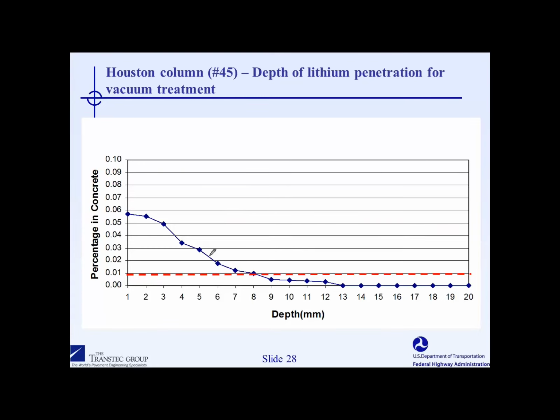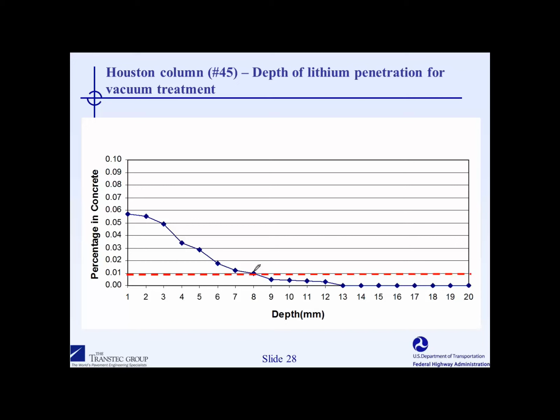Again, we have lithium on the y-axis versus depth on the x-axis. What we were able to show here is that we were able to get penetrations a bit higher than the topical applications, but it was still limited to the outer 6 to 8 millimeters of the concrete surface. So maybe the outer third of an inch was adequately treated by lithium. These columns, by the way, are on the order of, say, 8 to 10 foot in cross section.